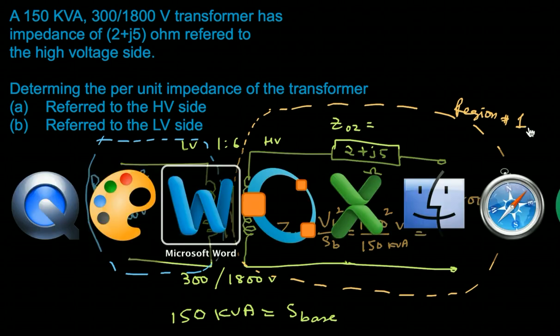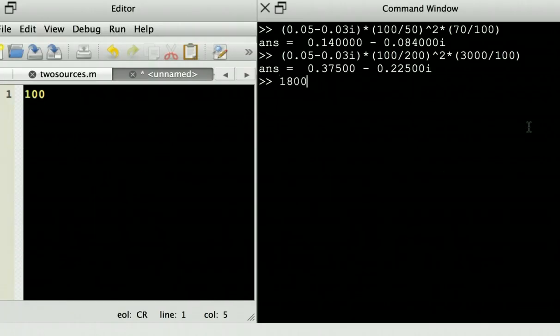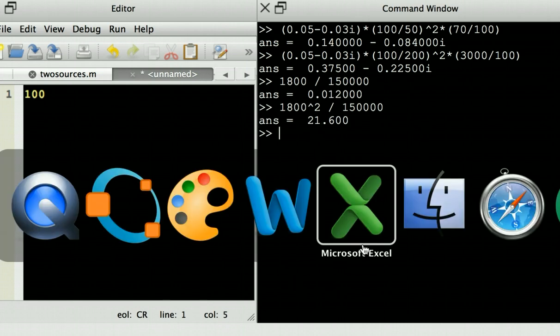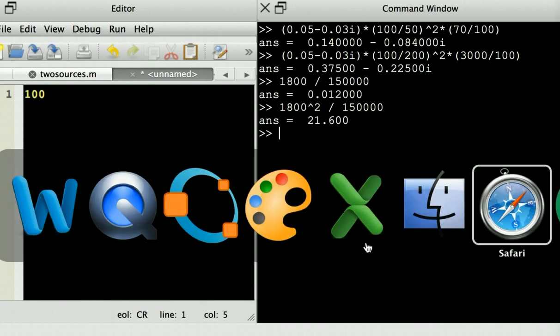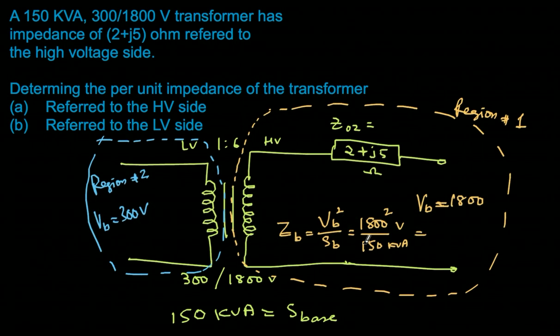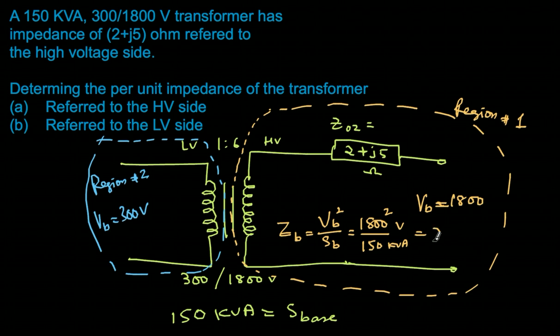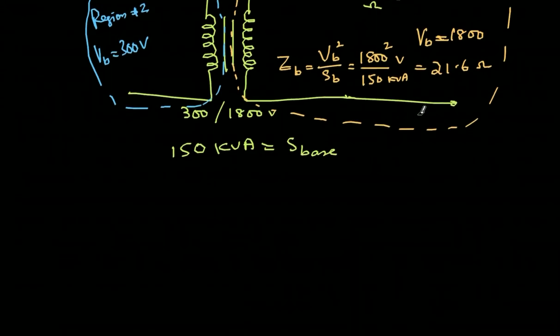So let's go to the calculator. 1800 to the power of 2, divided by 150,000. So I'm getting 21.6 ohms. So 21.6 ohms is my base impedance. So therefore, what will be my per unit?